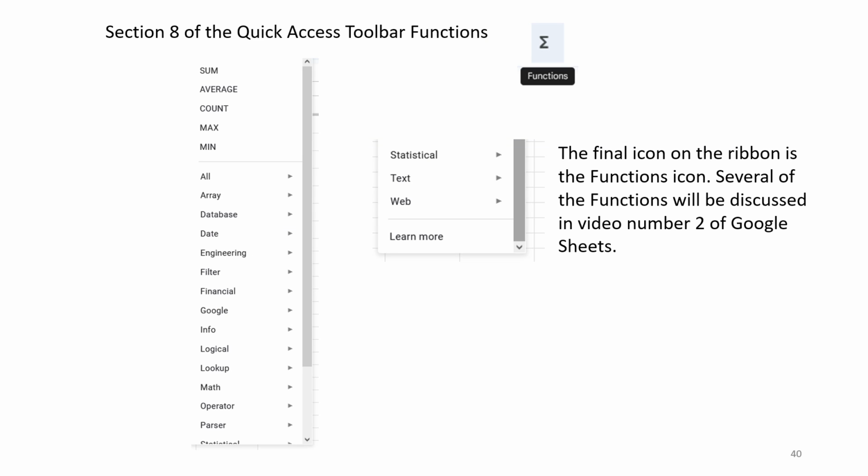Section 8 of the Quick Access Toolbar, Functions. The final icon on the ribbon is the Functions icon. Several of the functions will be discussed in video number 2 of Google Sheets.